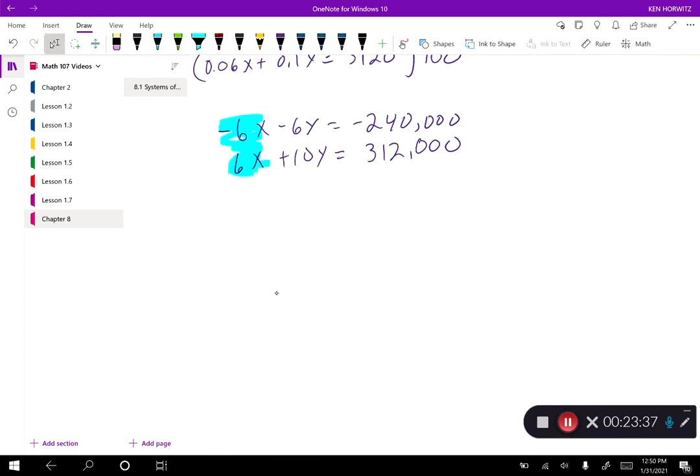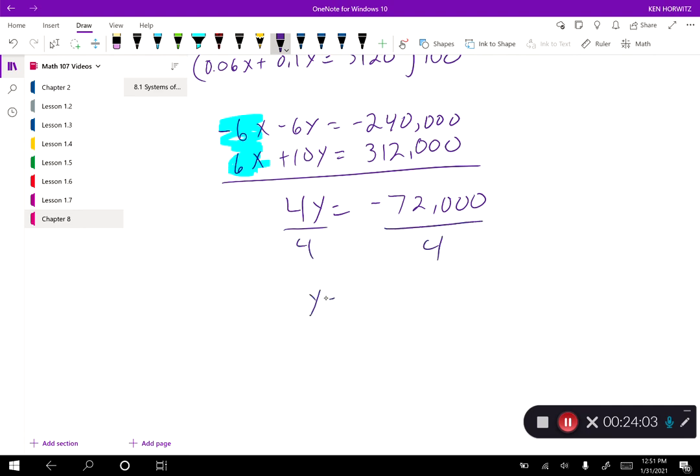So when I add these two together, I wind up with 4y, and that equals, is it $72,000? And then divide by 4, and I get y equals $72,000 divided by 4. I got 18,000, so definitely check my work.